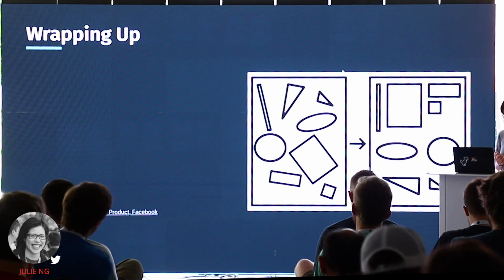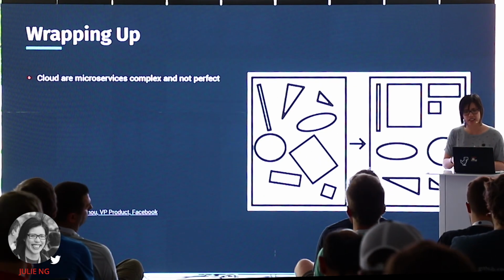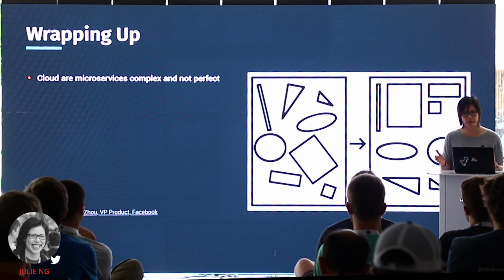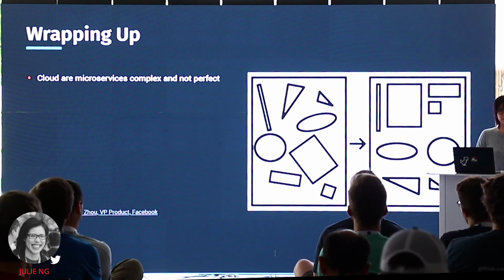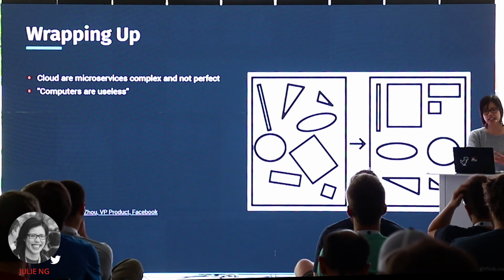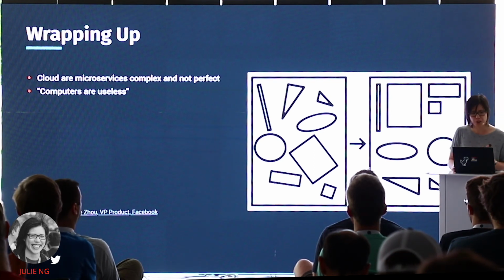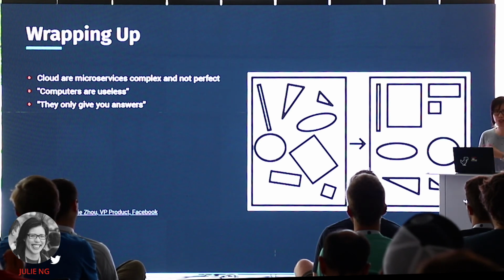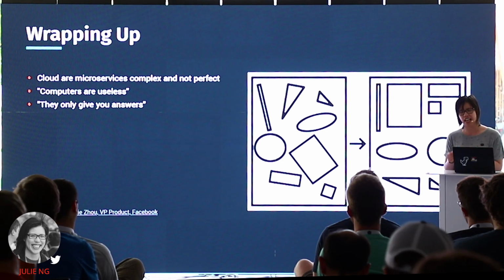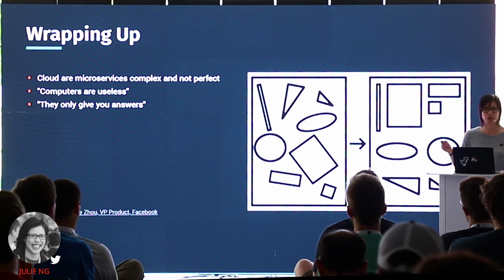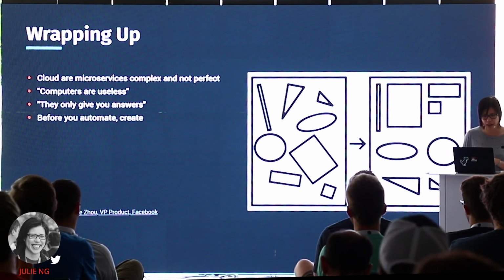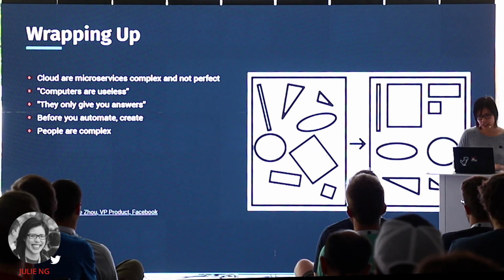So I want to wrap up the message that I want to try to give to you guys in this talk. Remember, the first one was that microservices are complex and not perfect, right? And the reason for that, again, is because we're complex and we're not perfect. We're diverse. The second thing is sort of computers are useless. They're useless because they only give you answers. So really, it's another way of saying the problem starts with us. Make sure you're actually asking the right question before you start automating everything, because you may be automating the wrong thing. That's what I want to say.